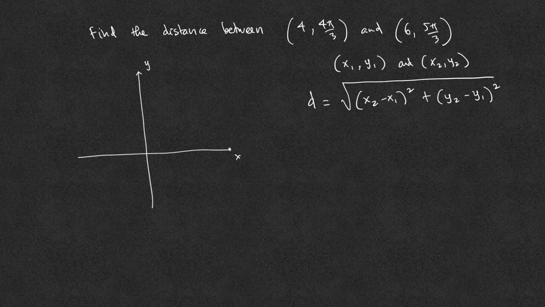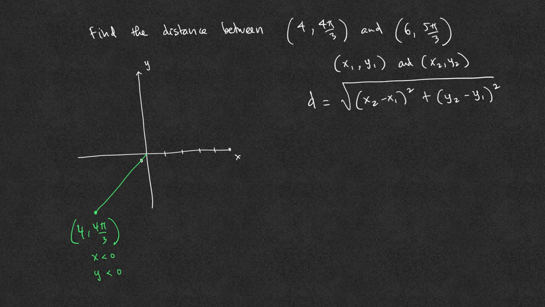To plot the point (4, 4π/3) from the origin, we go to the right a distance of 4 units and we go counterclockwise 4π/3. 4π/3 is a positive number, so we would need to turn counterclockwise. 4π/3 is in the third quadrant, and so this is (4, 4π/3). In the third quadrant, x should be negative and y should be negative as well.